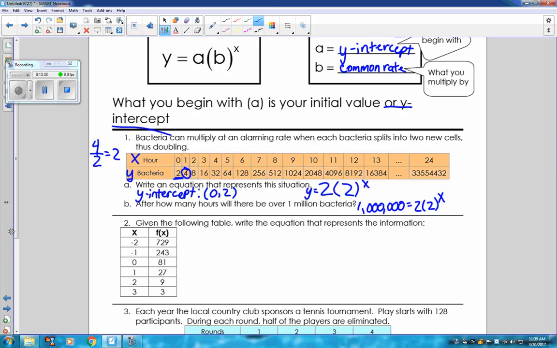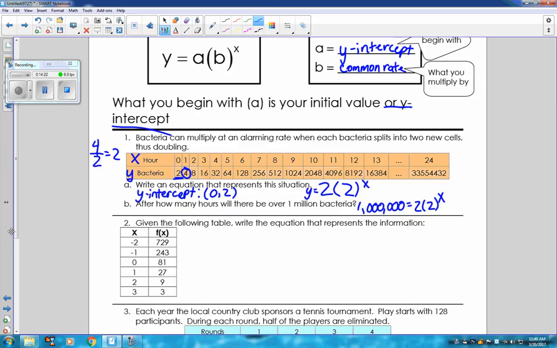We have not learned how to solve for x yet. So if we're given a problem like this, we're going to have to play the guessing game. We're going to have to pick numbers that we think we can put in for x to get as close to that number as possible. We might not find the exact answer because we don't know how to do that yet. So right now it says 13 hours, we have a little over 16,000. But 24 hours gives us over 3 million. So we know that in order to get 1 million, we have to find a number that's between 13 and 24.